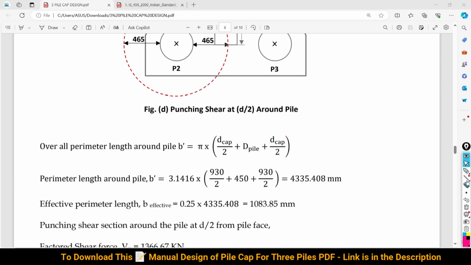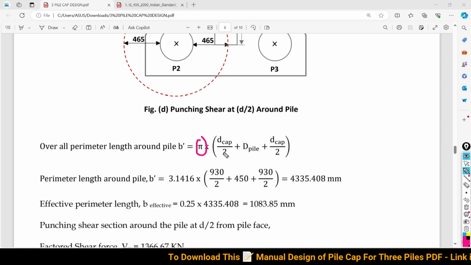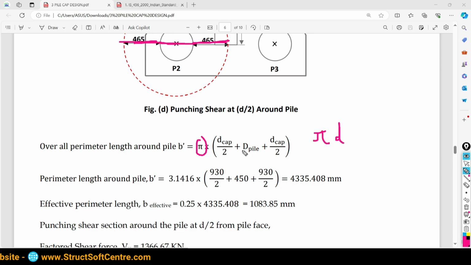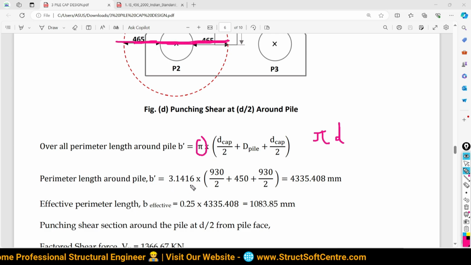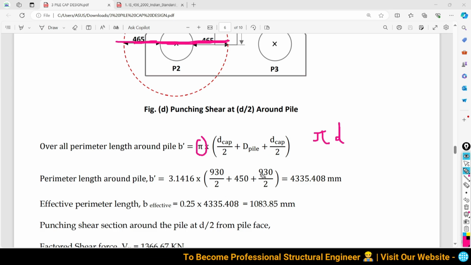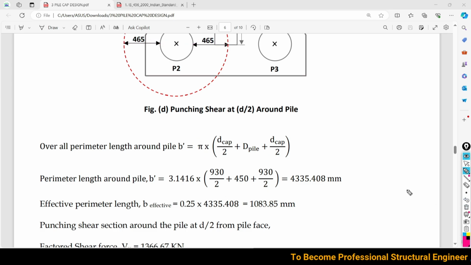Now basically it is going to become pi multiplied by d cap divided by 2 on this side, d cap divided by 2 on this side, and the diameter of the pile, because we would like to know the diameter of the pile. So the perimeter length will equal pi into d, the diameter multiplied by pi. So pi equals 3.1416 multiplied by depth of the cap 930 divided by 2 plus diameter of the pile 450, then 930 divided by 2. So finally we are getting the perimeter length of this shear circle as 4335.408 in mm. This is the value we are getting.